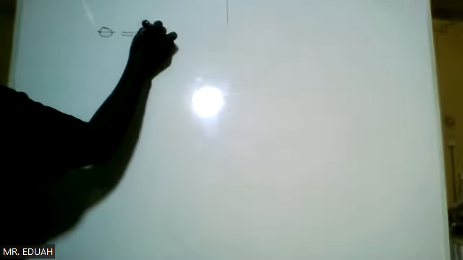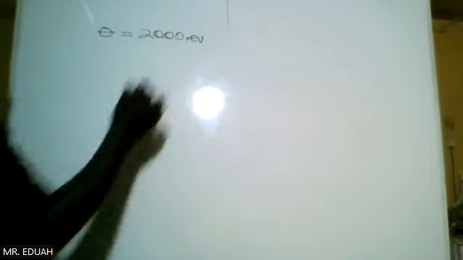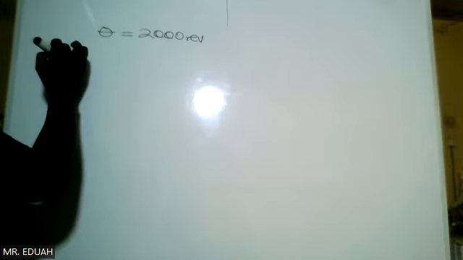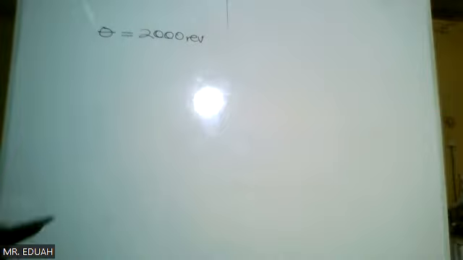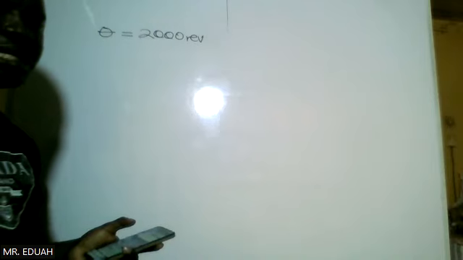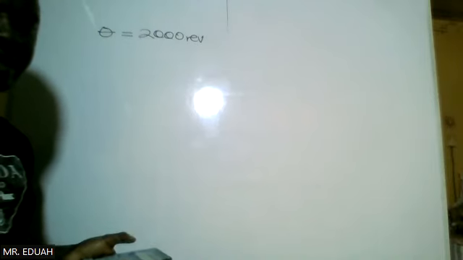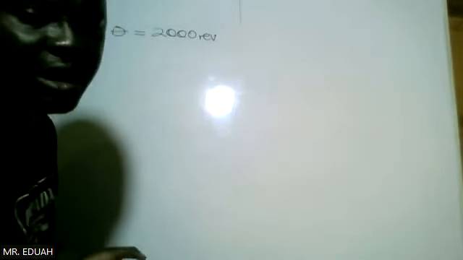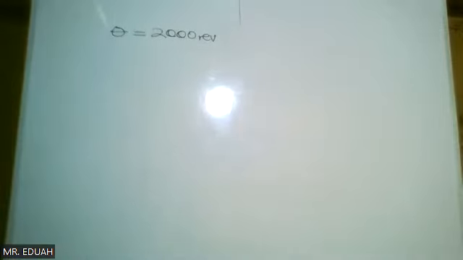So it completes 2,000 revolutions. So theta is equal to 2,000 rev. And it covers a distance of 9.5 kilometers. What is this value representing? The 9.5 kilometer, what does it represent? Class, the 9.5, which distance? Linear. So linear displacement, S.